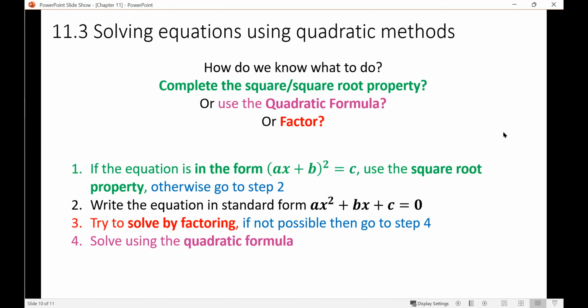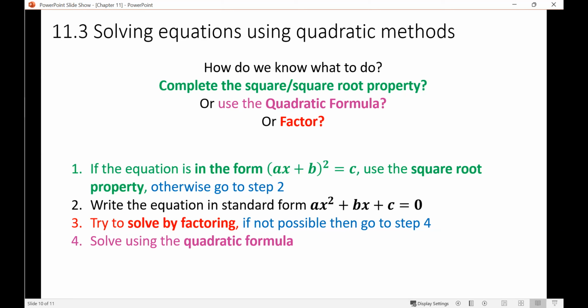So how do we know what to do? Should we complete the square and use the square root property? Should we use the quadratic formula, or should we factor? So here's a little guide. If the equation is in the form of something squared equals a constant term, use the square root property, right? The square is already completed for us, so bam, we can go straight into the square root property, okay?